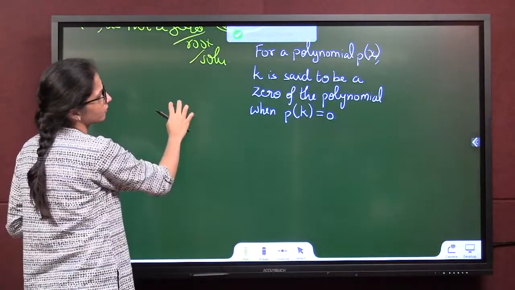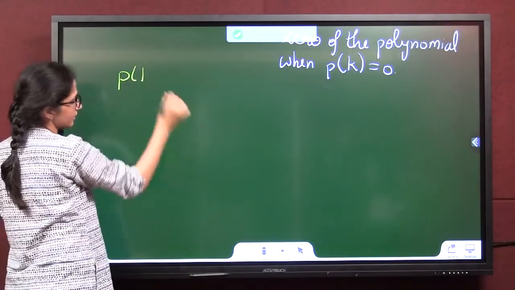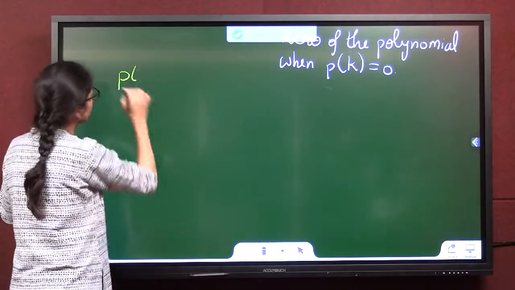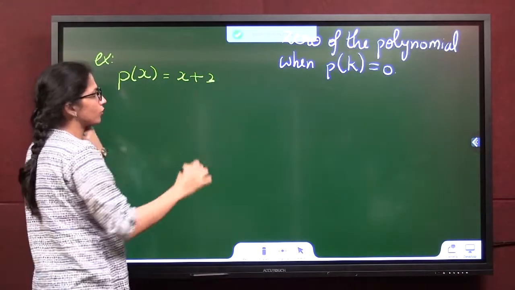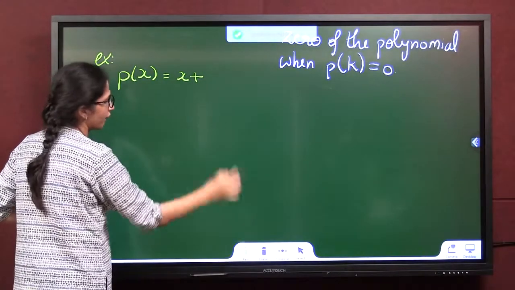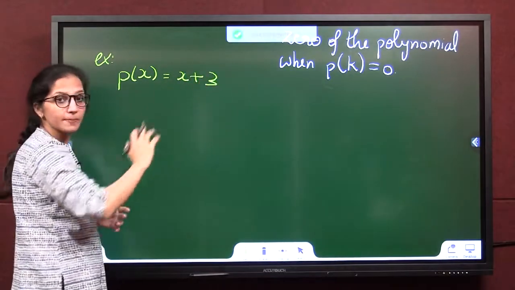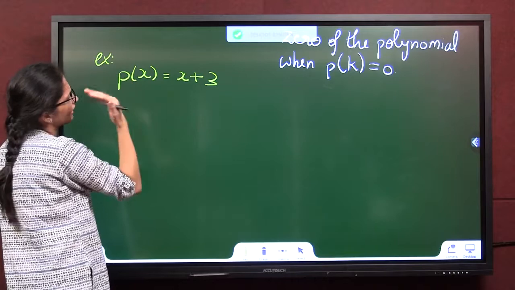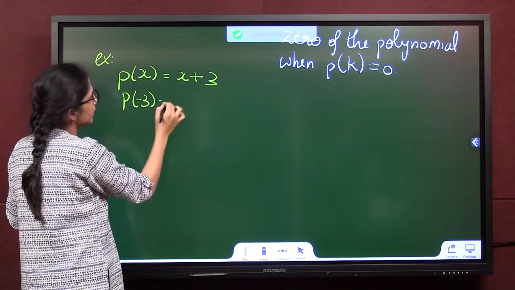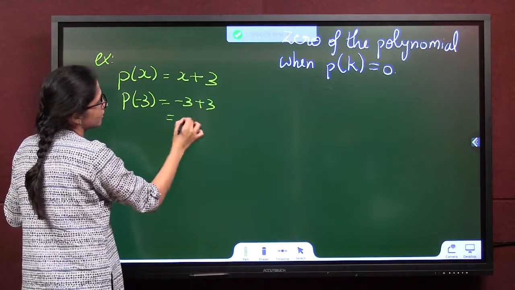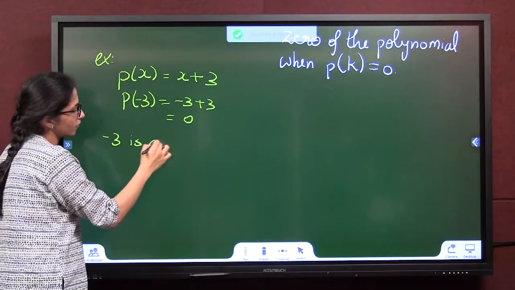How do we find the 0 of the polynomial? Many methods are there, but here let's take a simple example. If I tell you p of x is equal to x plus 3, you should do trial and error and somehow get the value of x such that if you put that number, this whole expression becomes 0. So as anyone can see, what should I put here to get 0? Minus 3. So p of minus 3 is minus 3 plus 3, 0. So what can I say? Minus 3 is a 0 of the polynomial.